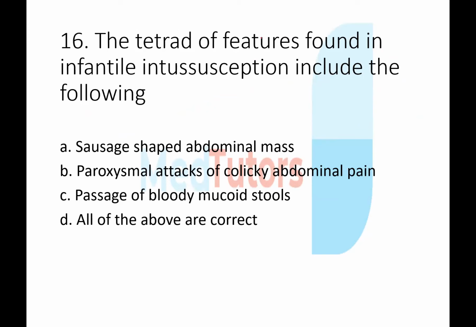The tetrad of features found in infantile intussusception include the following. A, sausage-shaped abdominal mass. B, paroxysmal attack of colicky abdominal pain. C, passage of bloody mucoid stool. Now, these features are very important for you to understand the classical presentation of a patient with intussusception.